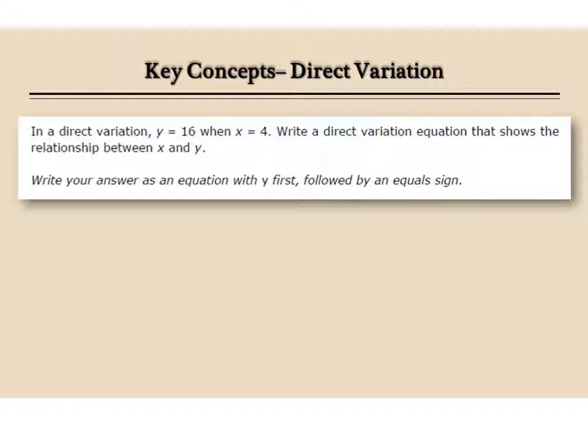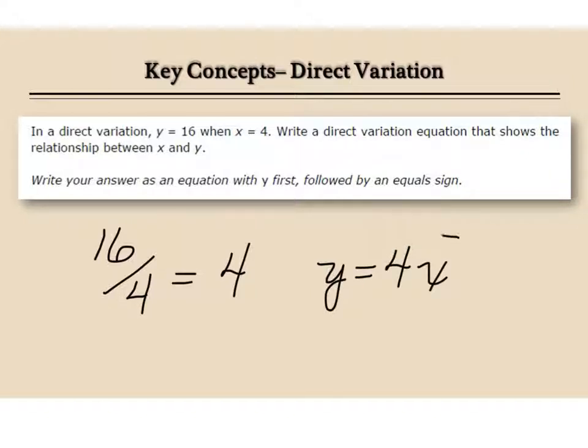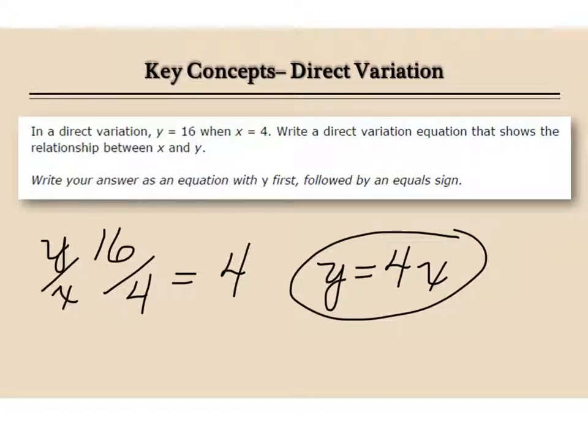All right, here's the kind of problems you're going to see. In a direct variation, y equals 16 when x equals 4. So we're going to write a direct variation equation once we find out what the constant is. So I take 16 divided by 4. My constant is 4. So here's my equation. Y equals 4x. And there's my equation. So again, that's my y, that's my x.